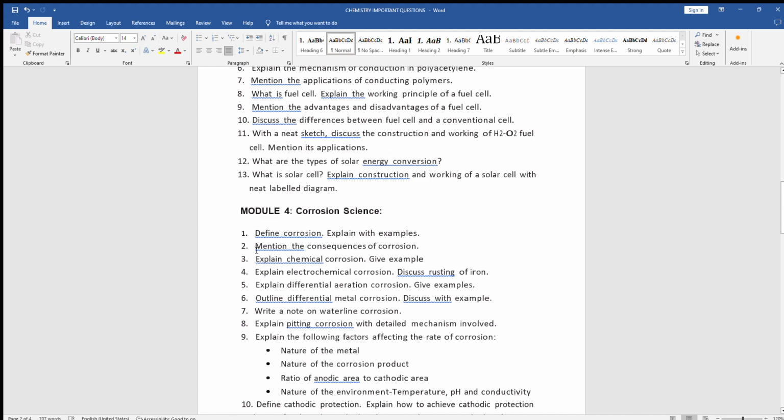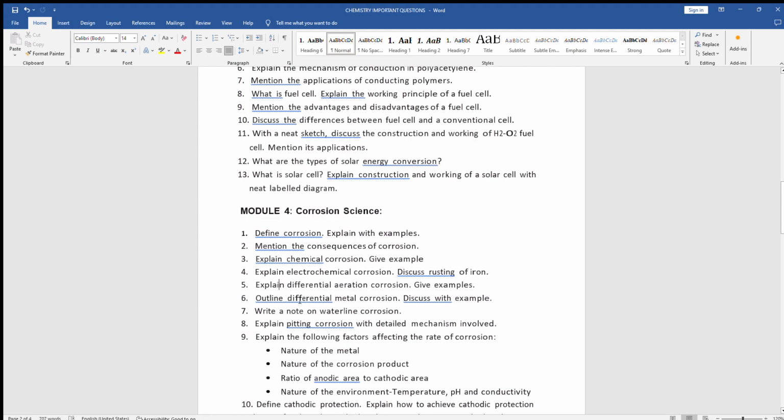That is the first question. Second question, mention the consequences of corrosion. Third one, explain chemical corrosion, give example. Fourth one, explain electrochemical corrosion, discuss rusting of iron. Fifth one, explain differential aeration corrosion, give examples.